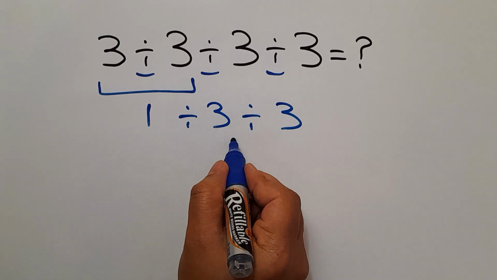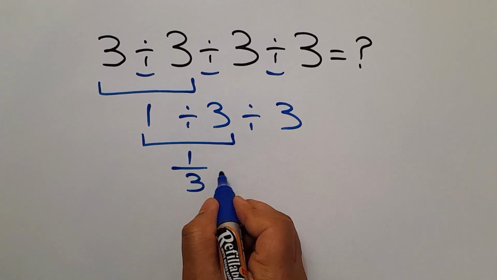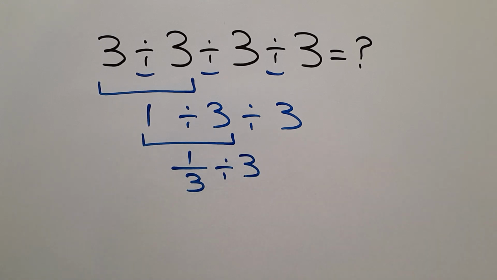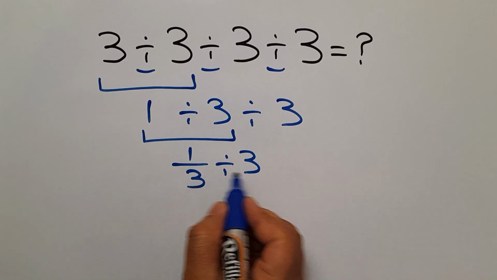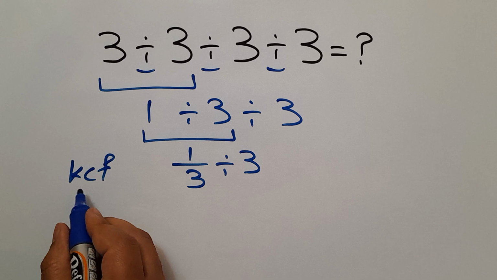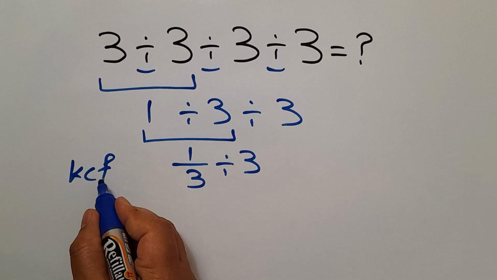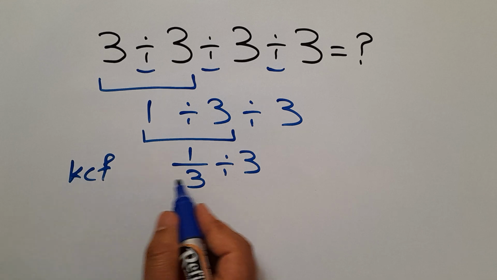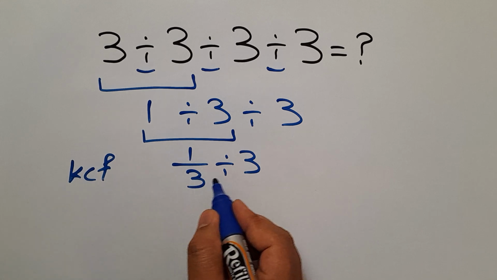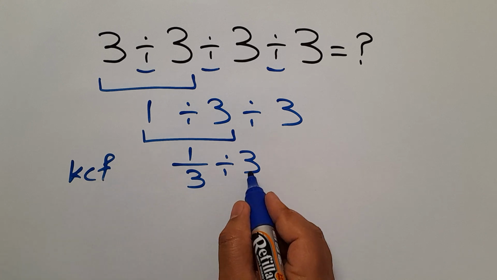1 divided by 3 can be written as 1 over 3, then divided by 3. Here, according to the KCF rule, K stands for keep, C stands for change, and F stands for flip. Keep the first fraction, change division to multiplication, and flip the second fraction.